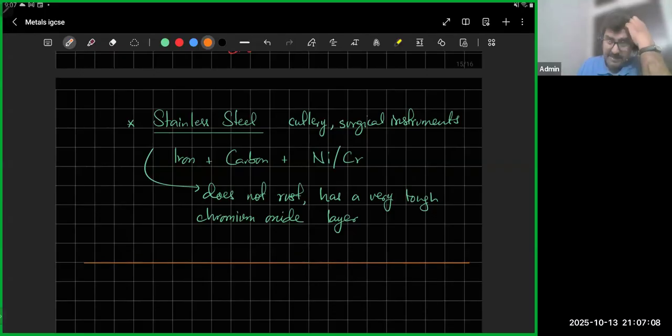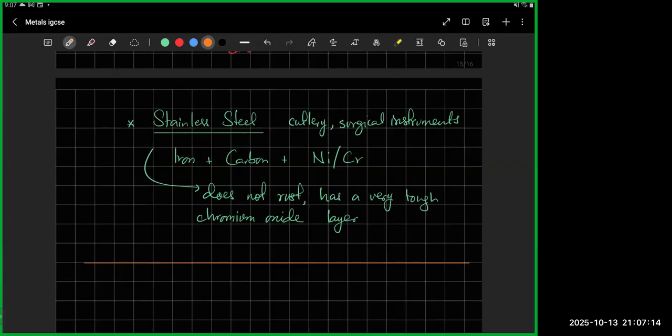Okay. Am I clear, Hania? The meter, is this clear? Here, is this clear? Stainless steel. Yes, the whole.